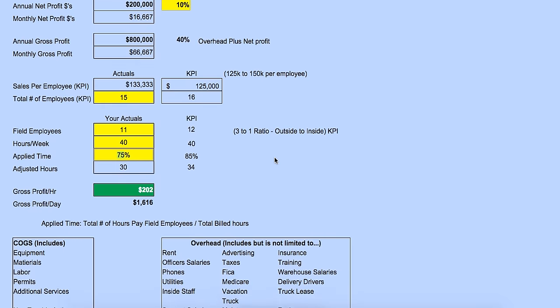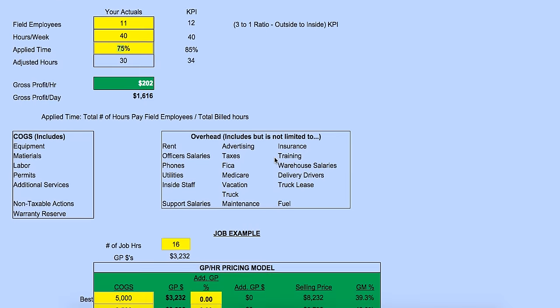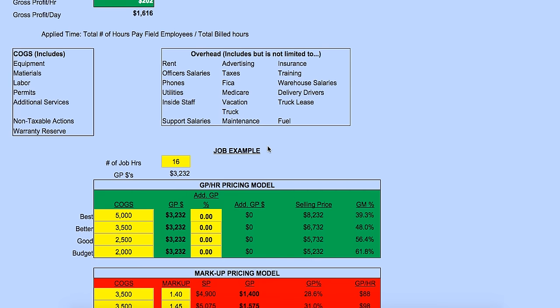Okay, so I put a little thing in here that tells you what's the difference between overhead and cost of goods sold. A big question dealers have all the time is, do officer salaries, do my truck expenses go into cost of goods sold, or where do they go? And so this will tell you where that stuff goes.